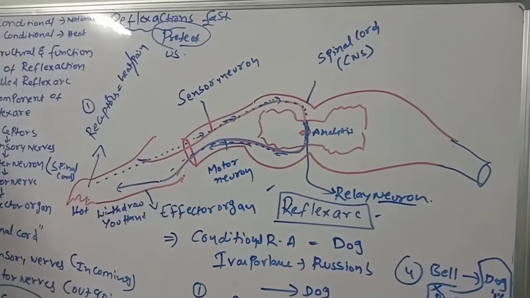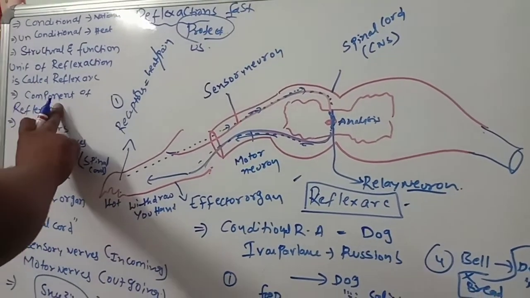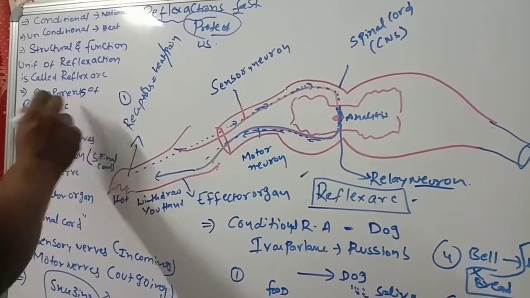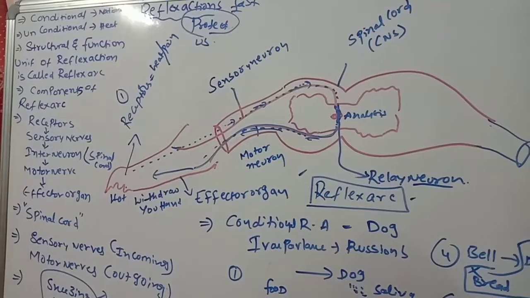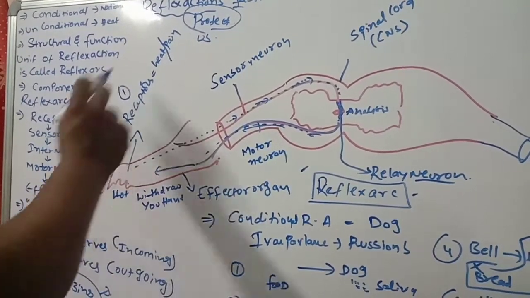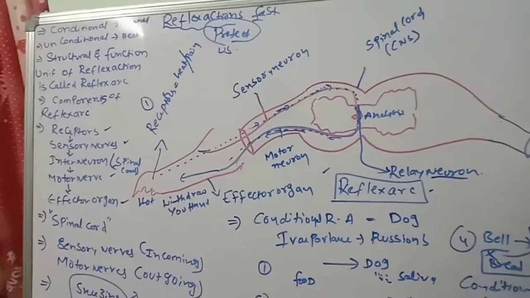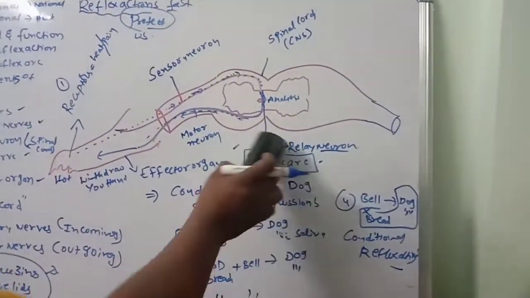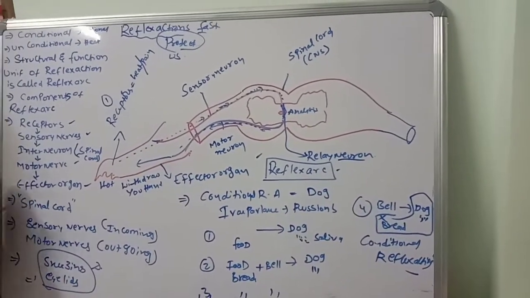The thing you have to remember is the components of the reflex arc: receptors, sensory nerve, interneuron, motor nerve, effector organ. So this is about reflex actions. In this, the function of the relay neuron, or interneuron, is important.